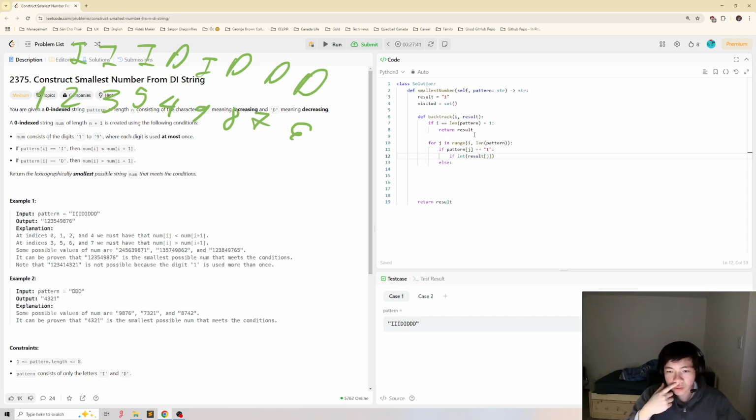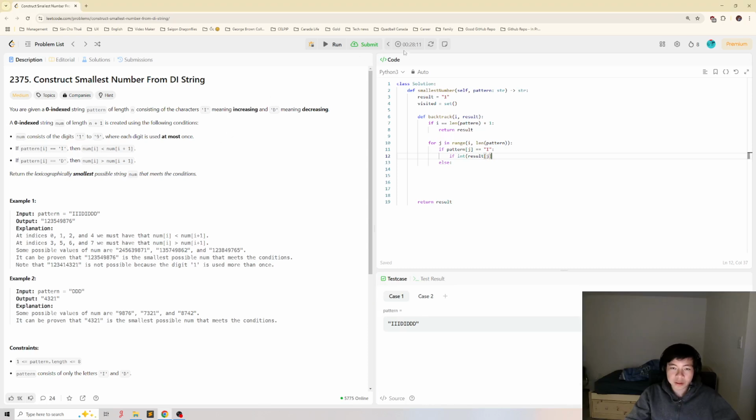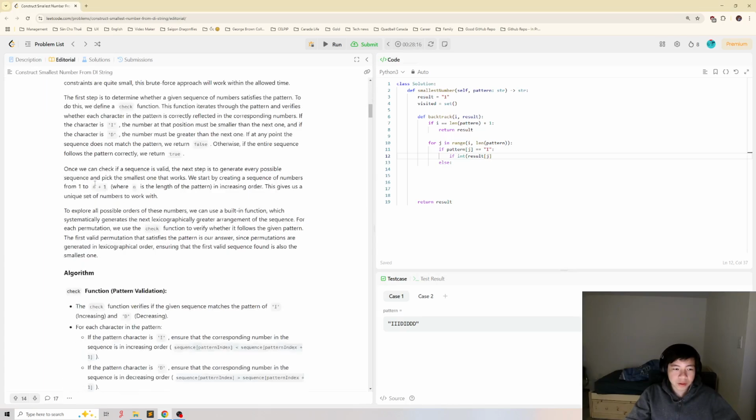If increase, so I. No, I don't know how to code it out. Yeah, that's sad, but oh well, that's how it goes. A 28-minute solution. Brute force.